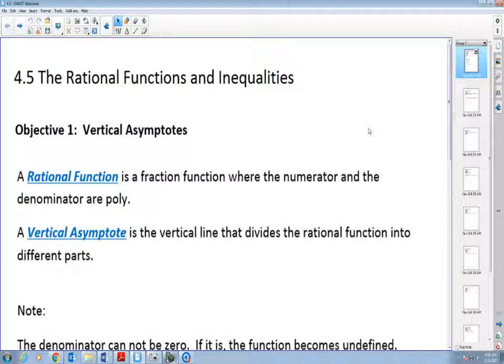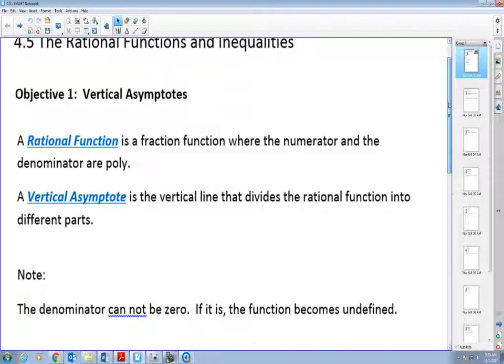Welcome to College Algebra. In this lecture video, we're going to begin to talk about 4.5, rational functions and inequalities. We've been talking a lot about rational functions before, so in this particular section, we're going to formally introduce them. We saw a lot of rational functions in chapter 3, okay? So this is where we've officially put more labels on some of the things that we saw before.